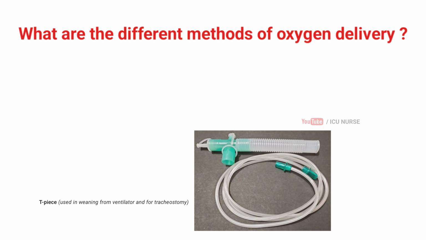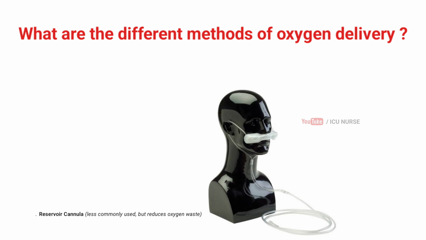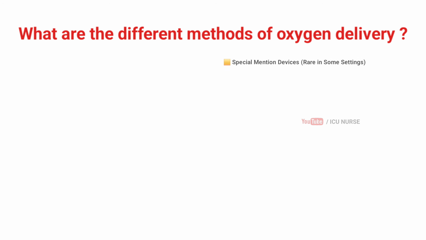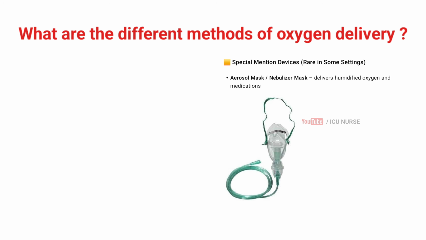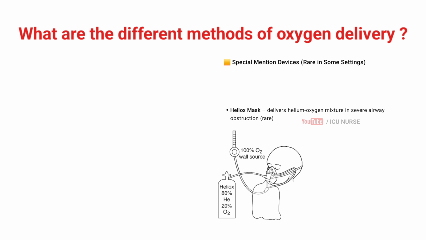tracheostomy oxygen mask for tracheostomized patients, T-piece, used in weaning from ventilator and for tracheostomy, reservoir cannula, less commonly used but reduces oxygen waste, special mention devices, rare in some settings, aerosol mask, nebulizer mask, delivers humidified oxygen and medications, face tent, used for facial trauma or burns, heliox mask, delivers helium oxygen mixture in severe airway obstruction.